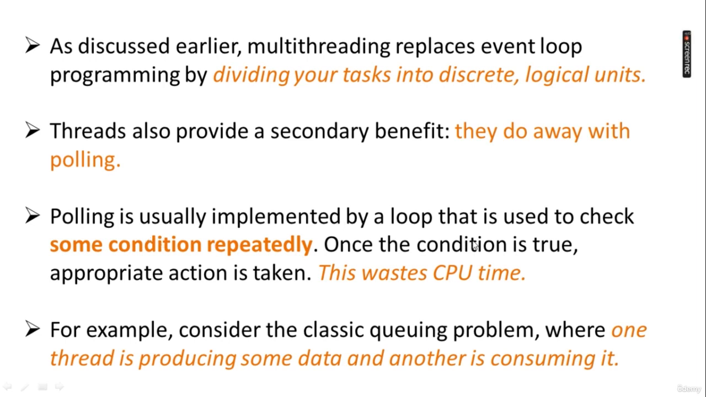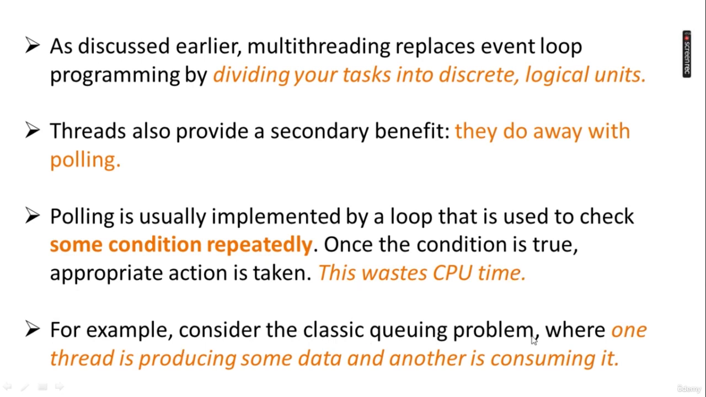Polling is usually implemented by a loop that is used to check some condition repeatedly. Once the condition is true, appropriate action is taken. So again and again we check: has this file completed writing? No. After 1 second, check again. Has this file completed writing, so I can read it? No. Again after 1 second, it will check. Has this file completed writing? Yes. So now I have to go inside to read that file. So this wastes CPU time. For 4 seconds, CPU time has been wasted.